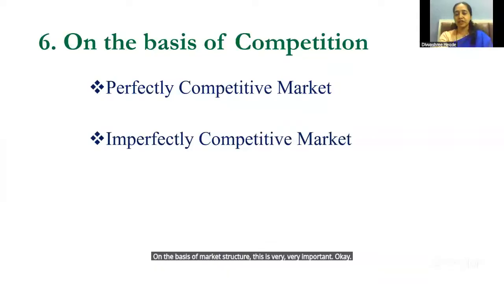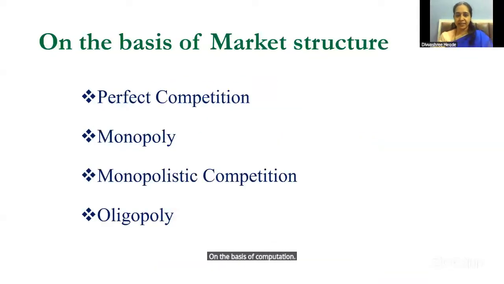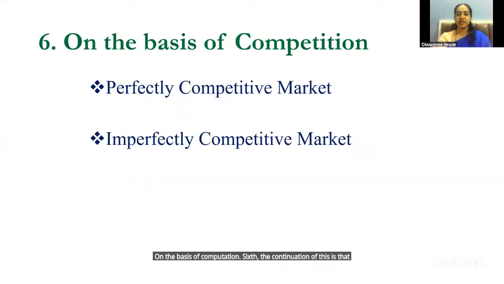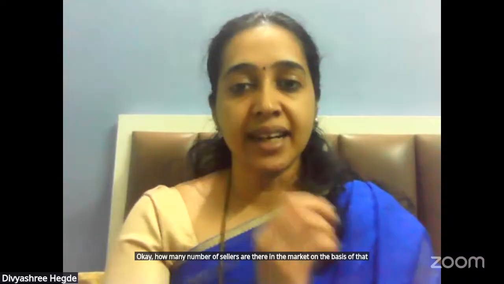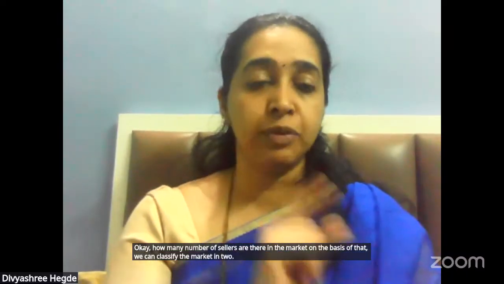And the next one is on the basis of market structure. This is very, very important. The sixth one is on the basis of competition, or you can also understand it as on the basis of number of sellers. How many sellers are there in the market? On the basis of that, we can classify the market into two types: one is perfect competition and another is imperfect competition.